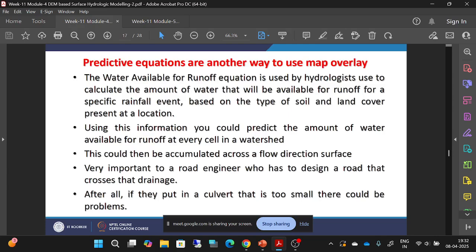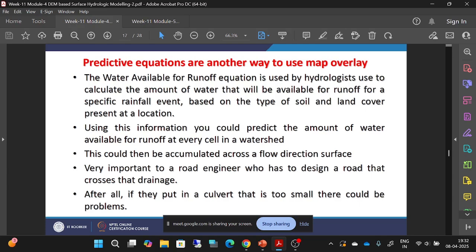Now, predictive equations are another way to use for map overlay, depending on the purpose. If I want to calculate the water availability for runoff, then an equation is used by the hydrologist to calculate the amount of water that will be available for runoff for a specific rainfall event, based on the type of soil and land cover present at the location. And this information can also be used to predict the amount of water which is available for runoff at every cell in a watershed.